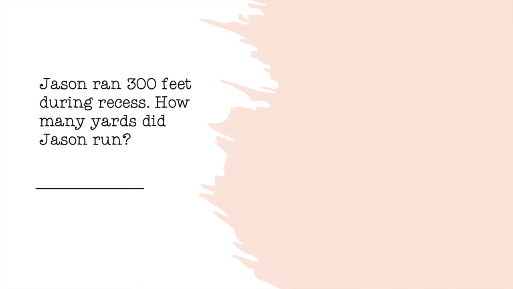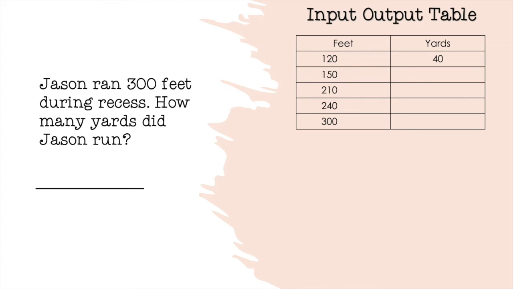Let's look at our second example. Jason ran 300 feet during recess. How many yards did Jason run? Let's start off with our input-output table. 120 feet equals 40 yards. Our rule is going to be divide by 3. 150 feet divided by 3 would give us 50 yards.